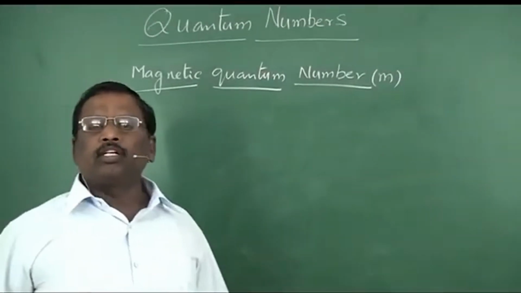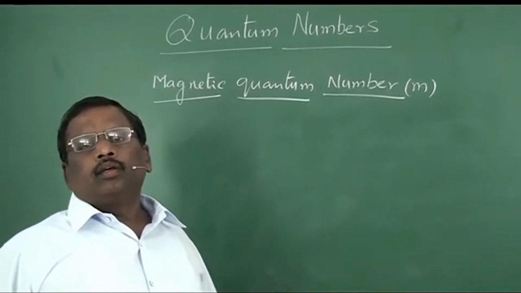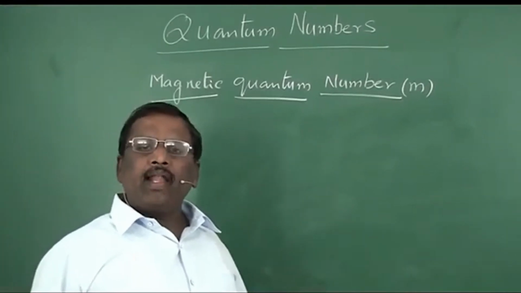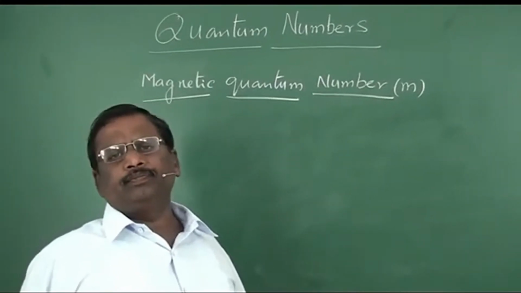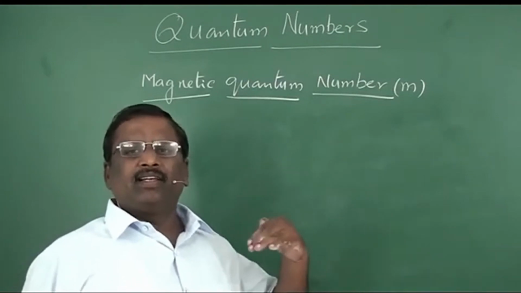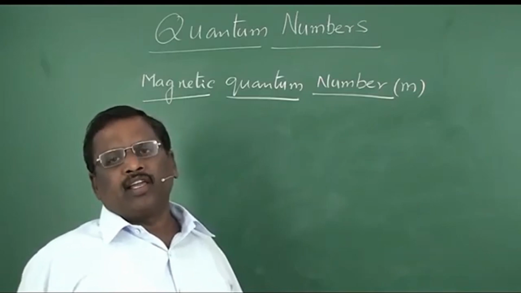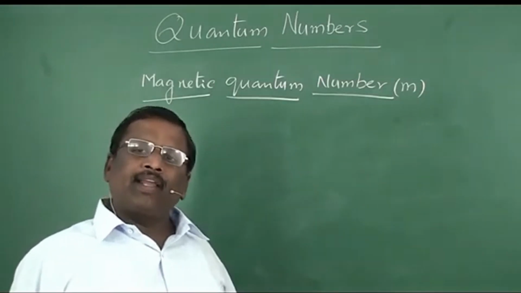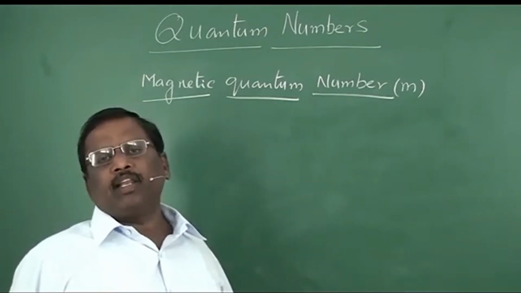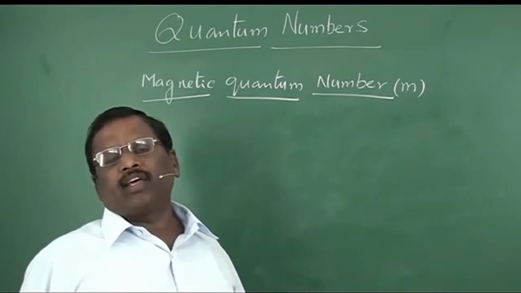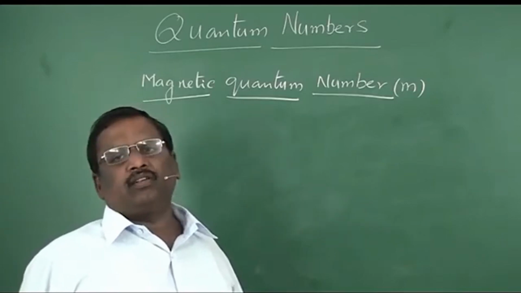Now, the third quantum number is the magnetic quantum number. This magnetic quantum number was proposed by Landé to explain the Zeeman effect and Stark effect. Now let us recollect what is the Zeeman effect and what is the Stark effect. The splitting of spectral lines when atoms are in a magnetic field, that effect is said to be the Zeeman effect, and the similar splitting takes place when atoms are kept in an electric field, that effect is said to be the Stark effect.